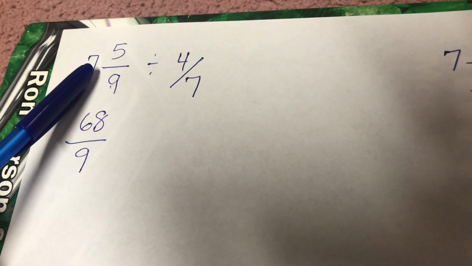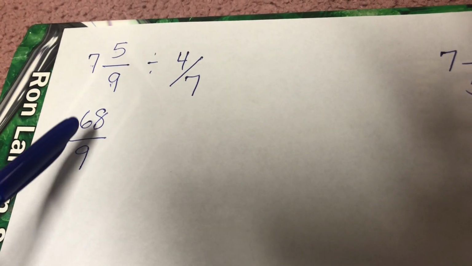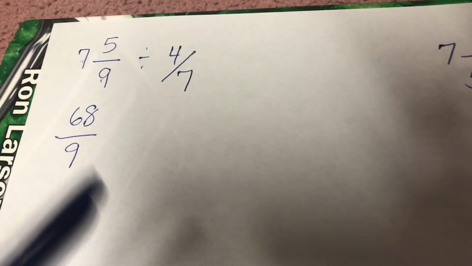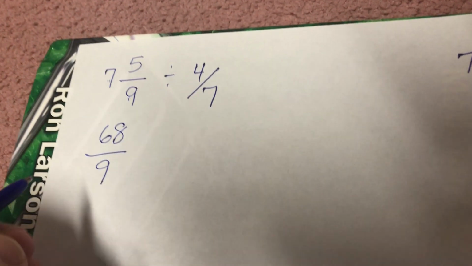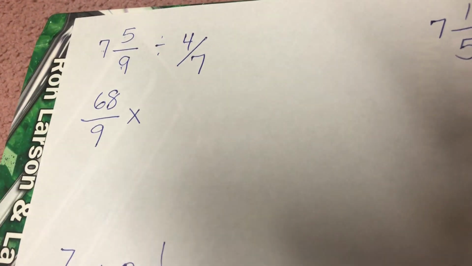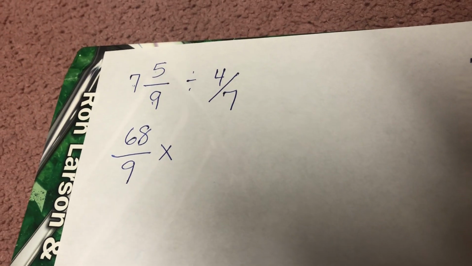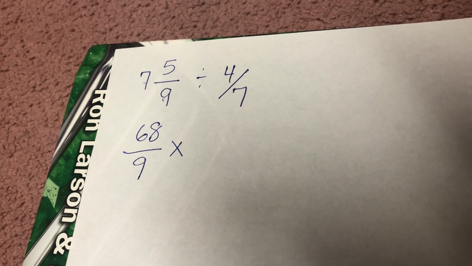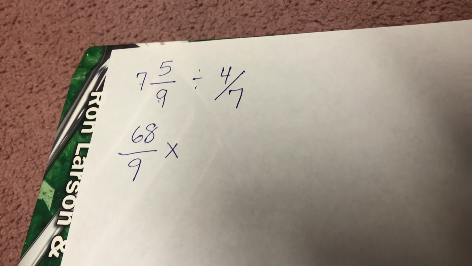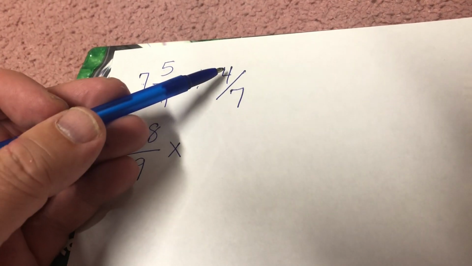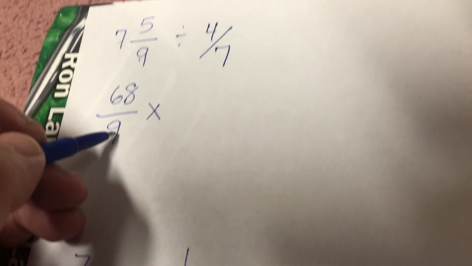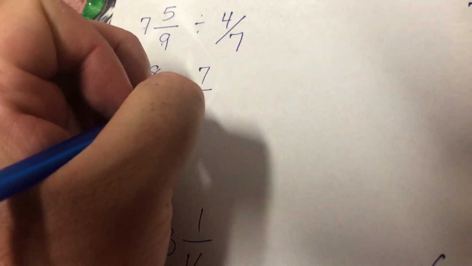9 times 7 is 63. 63 plus 5 is 68. My denominator 9 is going to stay the same. My division sign is going to become a multiplication sign. Remember, all we're doing when we divide fractions and mixed numbers is turning the division problem into a multiplication problem. My 4 over 7 is going to become 7 over 4.